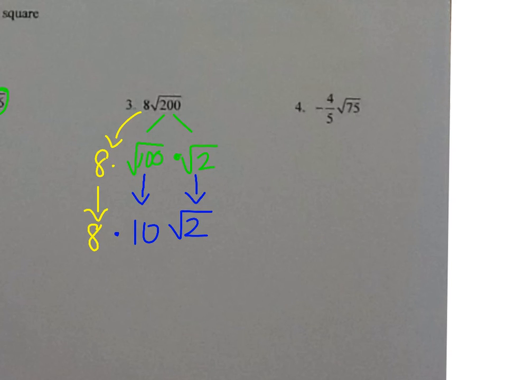Notice there's no perfect square that divides into 2. So I know that 100 is the largest. And now you're going to multiply 8 times 10. So this will be 80 the square root of 2. Okay, let's take a look at number 4.